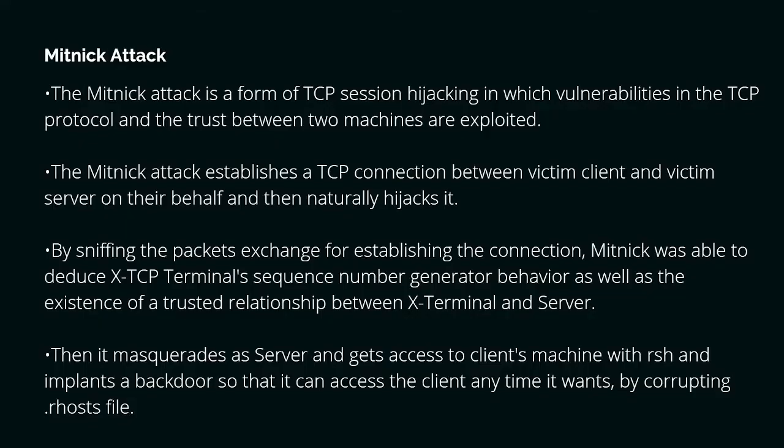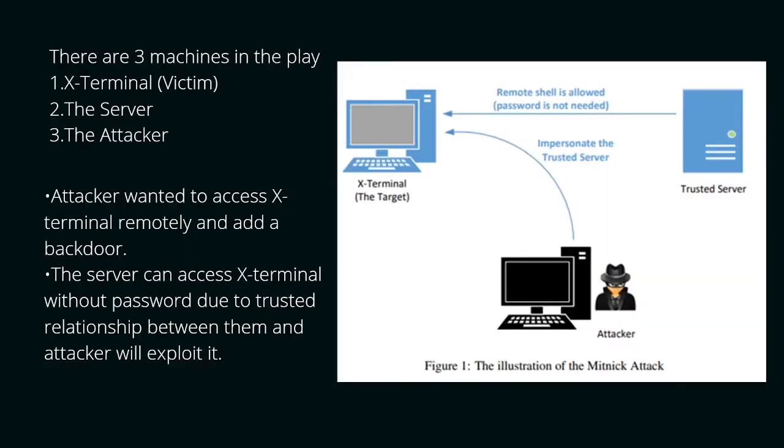cache poisoning. The Mitnick attack is a form of TCP session hijacking in which vulnerabilities in the TCP protocol and trust between two machines are exploited. The Mitnick attack establishes a TCP connection between the victim client and victim server on their behalf and then hijacks it. The attacker masquerades as a server and gets access to the client machine with RSH and implants a backdoor so that it can access the client anytime it wants by corrupting the .rhosts file.